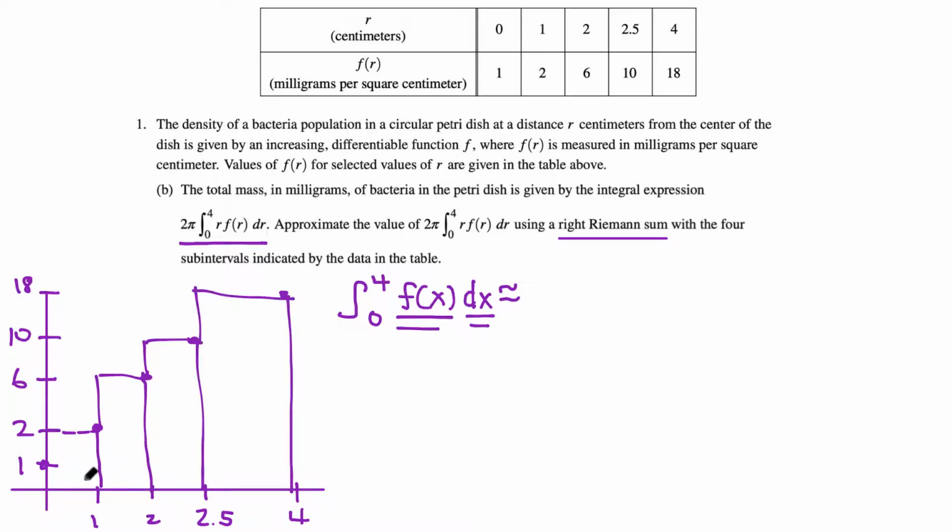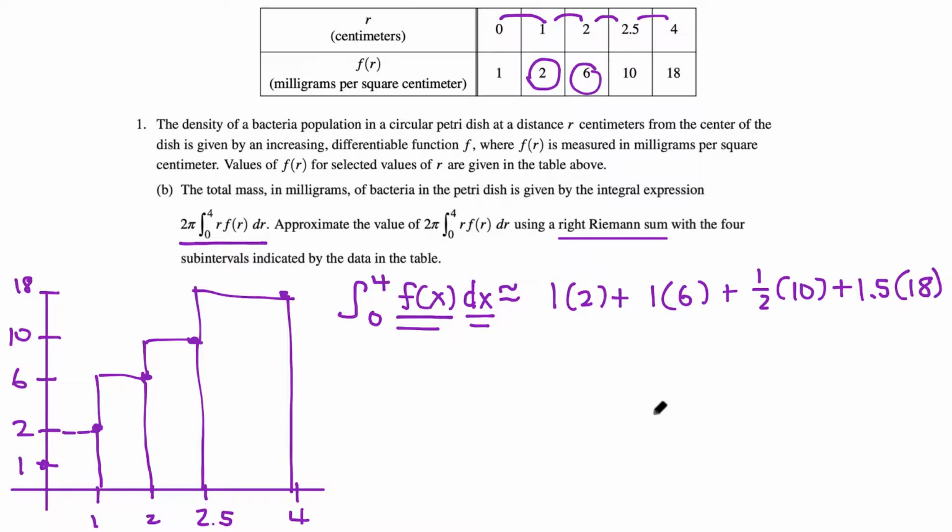So we could approximate this by just saying, okay, well, what's the width? The width there is 1 times the height. We're using the right Riemann sum, so we take the right bound. The next width is also 1. 2 minus 1 is 1 times 6. This width is slightly different, so this is 1/2. And then this width is 1.5.